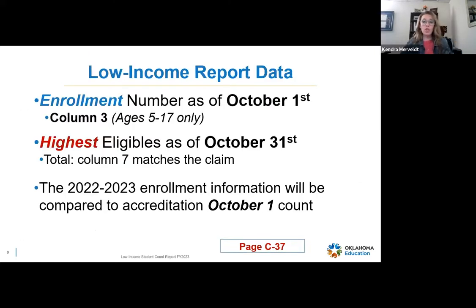Okay, so we're going to talk about the low income report data. We're first going to talk mostly about those that do standard counting and claiming. But when it comes to your enrollment numbers, in column 3, I'm going to show you the report. The report has 7 slots, 7 little columns. That's always been the rule.